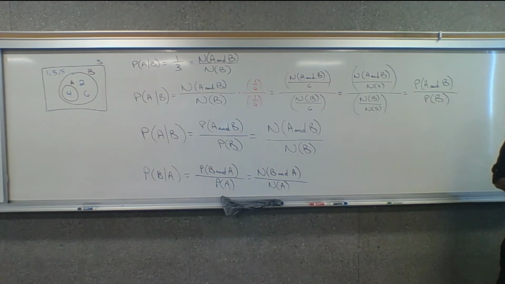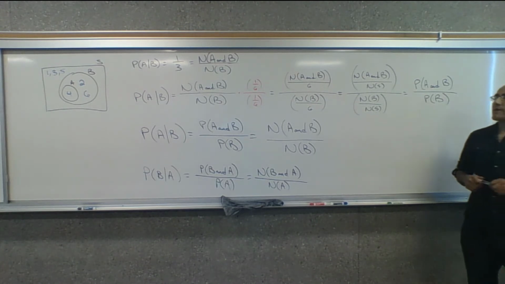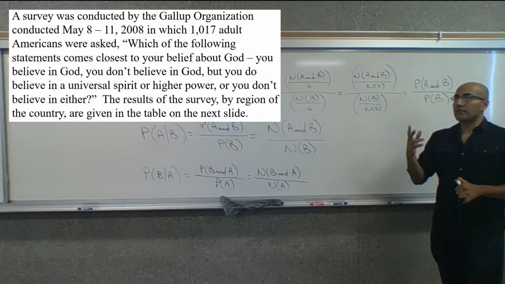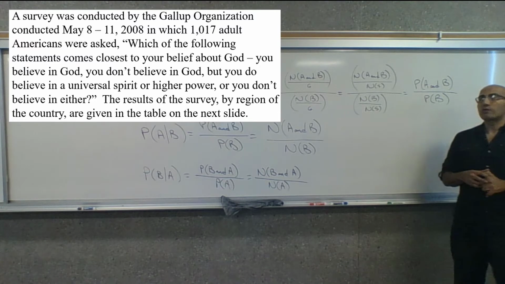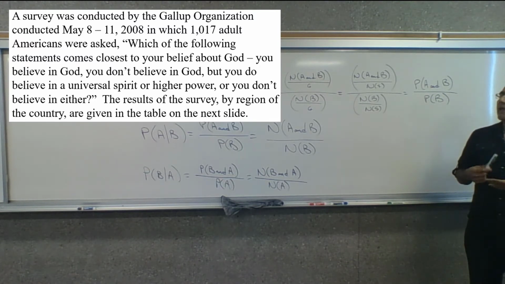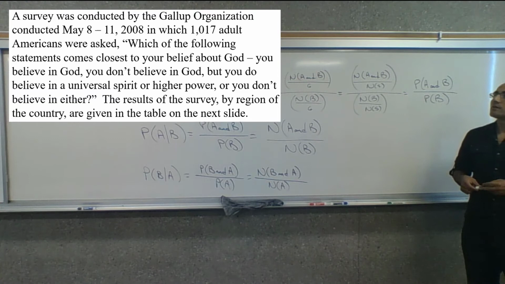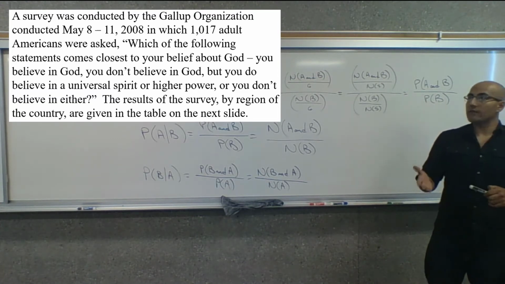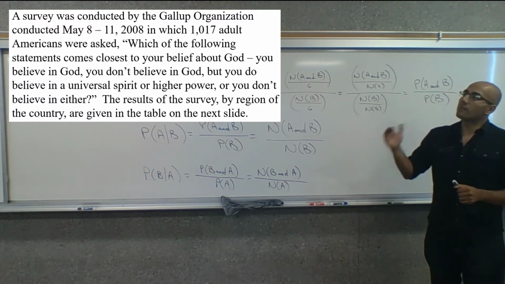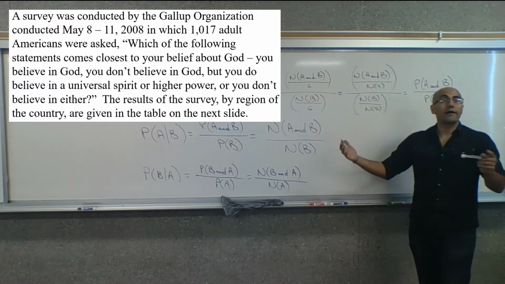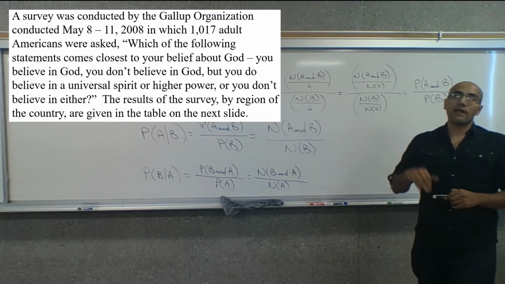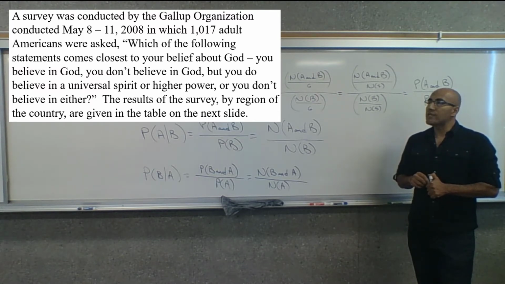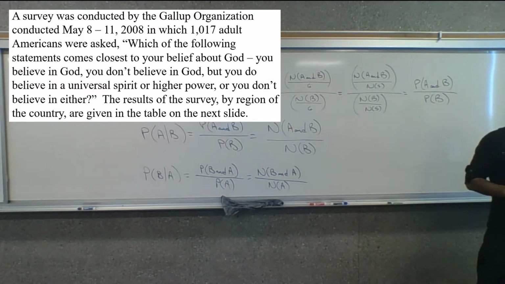So we'll refer back to this formula. So let's say we have this example. A survey was conducted by the Gallup organization, on May 8th through the 11th in 2008, in which 1,017 adult Americans were asked, which of the following statements comes closest to your belief about God? You believe in God, you don't believe in God but you believe in some universal spirit or higher power, or you don't believe in either one, right? So you got three choices. The results of the survey by region of the country are given in this table.